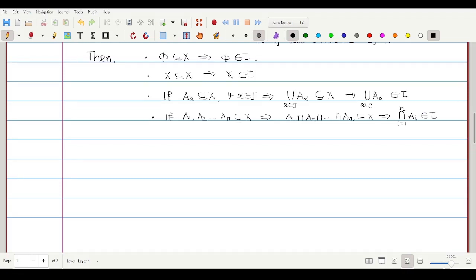அப்போ empty set உள்ள இருக்கு, whole set உள்ள இருக்கு, arbitrary union உள்ள இருக்கு, finite intersection உள்ள இருக்கு. So this implies that tau is a topology on capital X. Okay, இந்த topology பேர் வந்து என்னன்னா, is known as discrete topology.